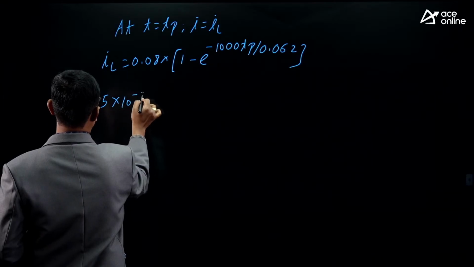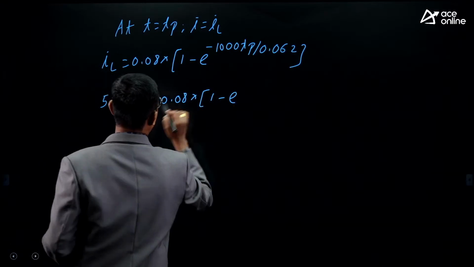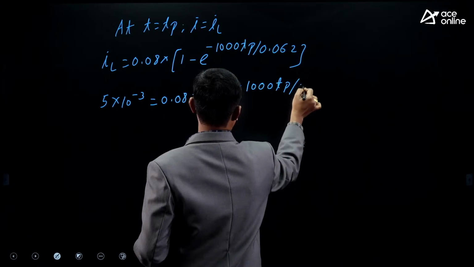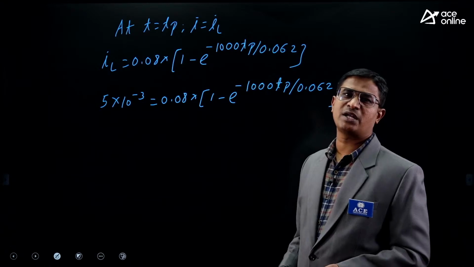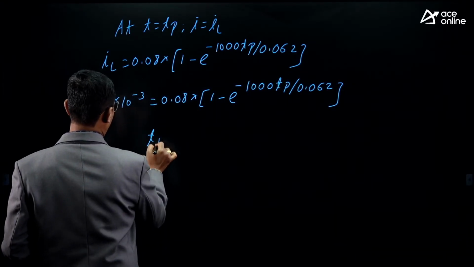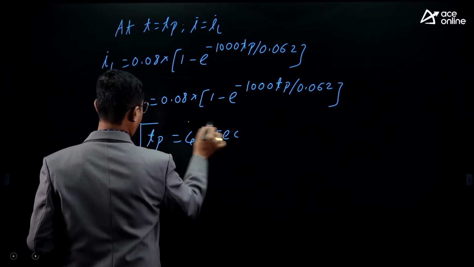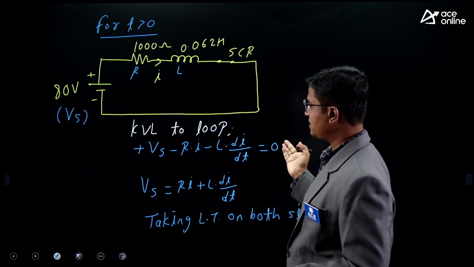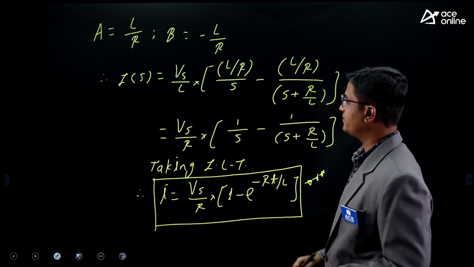So 5 into 10 to the power minus 3 equals 0.08 into 1 minus e to the power minus 1000 into TP upon 0.062. Right? So it is simple, one equation, one unknown. We can solve this. After solution you will get TP equal to 4 microsecond. You need to take the natural log somewhere and you will get the answer. So 4 microsecond is the answer.